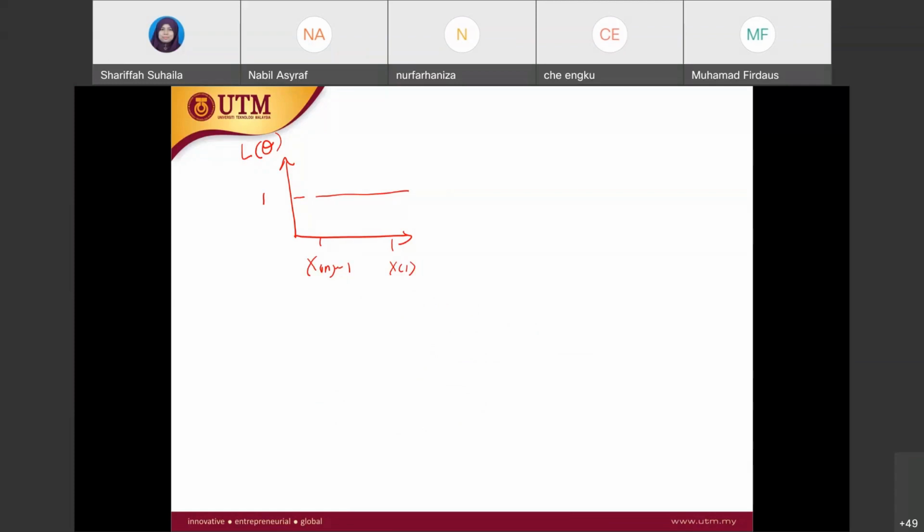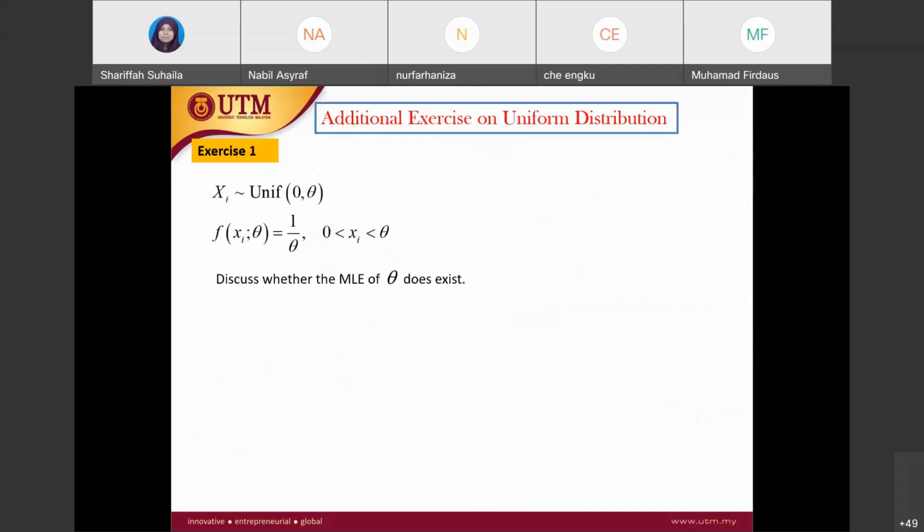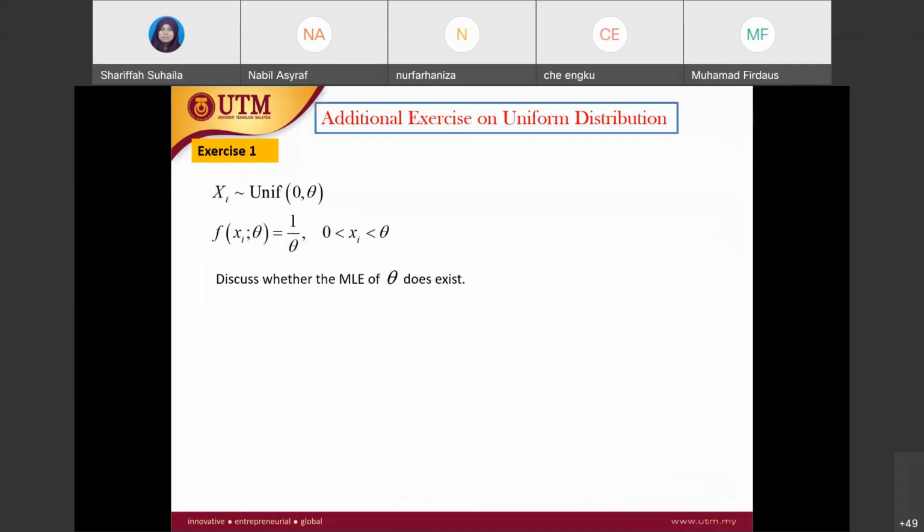Okay. For this kind of distribution, bila kita ada closed interval, you have two possible values of theta. Okay. It's different daripada yang sebelum tu. Yang tadi, yang first, kita ada uniform distribution macam biasa. Okay, this one should be maximum order statistic, it depends on the range. Satu lagi, if we have open bracket, that's mean in this case your MLE does not exist.